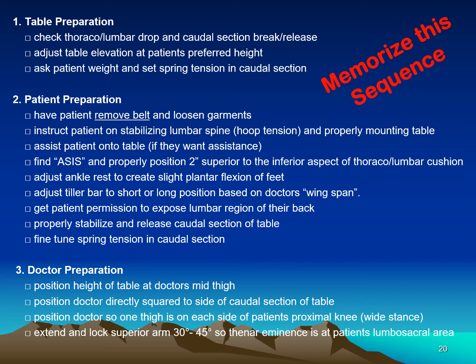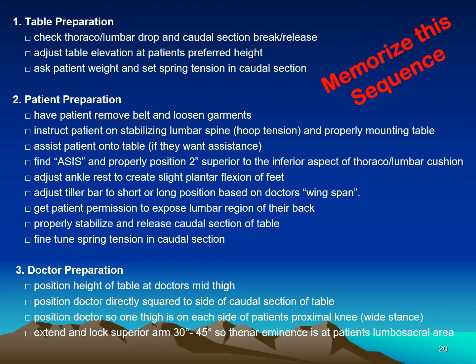We instruct the patient to stabilize the lumbar spine by creating hoop tension. And so in other words, we ask them to pull their belly button deep within their abdomen, tighten the buttocks, and then mount the table. Assist the patient only if they want it. Most patients would rather do it on their own because of the pain level. They don't want for you to accidentally move them in the wrong direction.